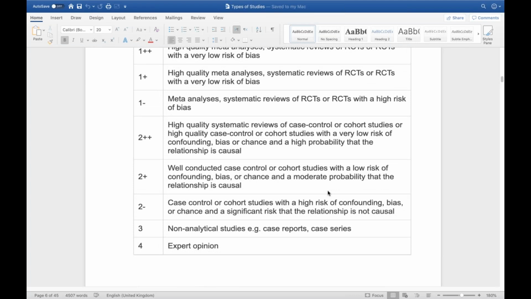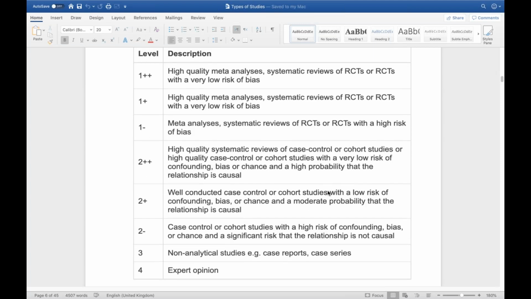Which is the strongest? Is it 4? What do you think yourself? No, no, of course not. Is expert opinion stronger than the meta-analysis? No, never. Expert opinion is the weakest evidence ever. The smaller number is the stronger. It is mean. No, no, it is not.